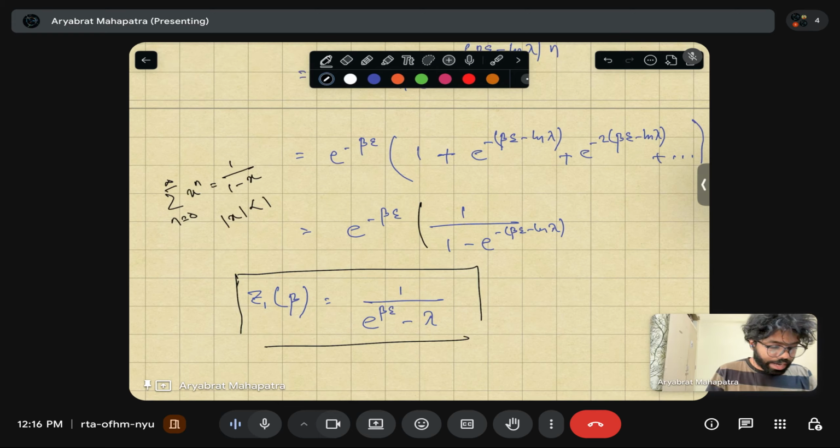x should be positive. The modulus of x should be less than 1, meaning that only if your common ratio is less than 1 will your GP series converge. Otherwise it will diverge, and you will not have the closed form of this summation. So this is the point here.